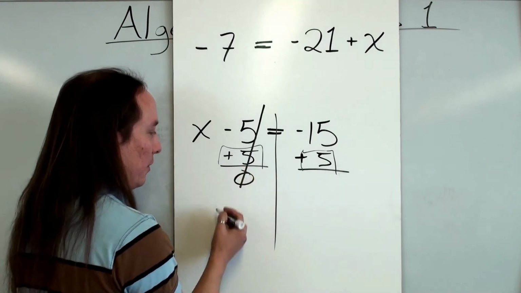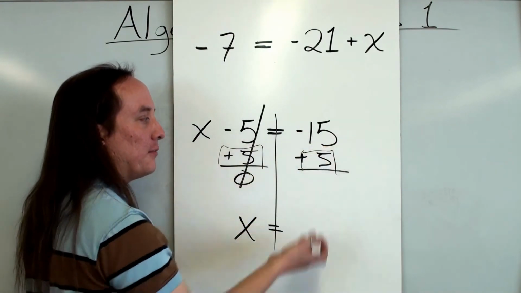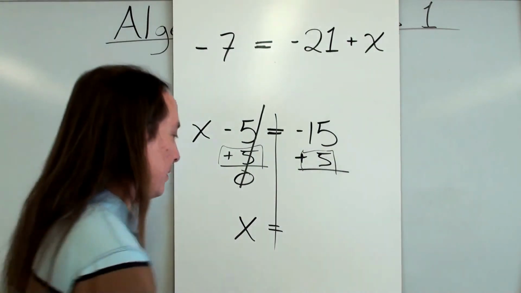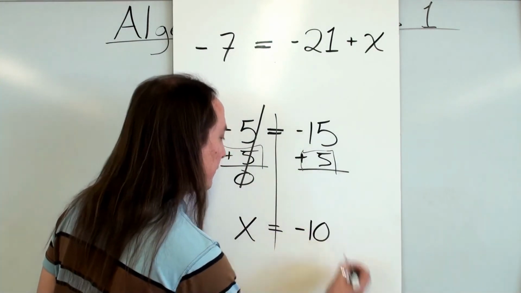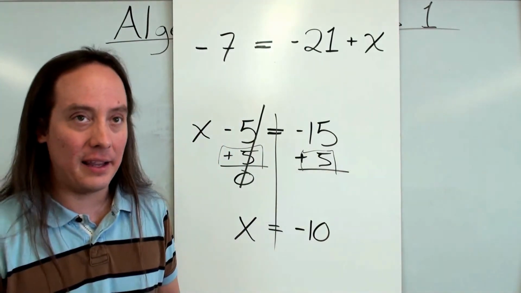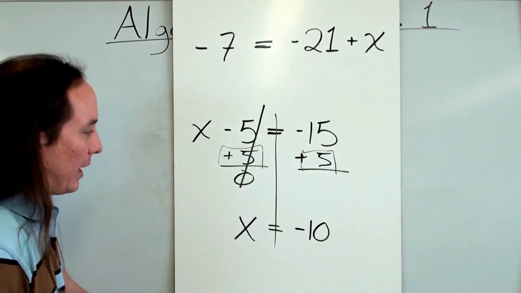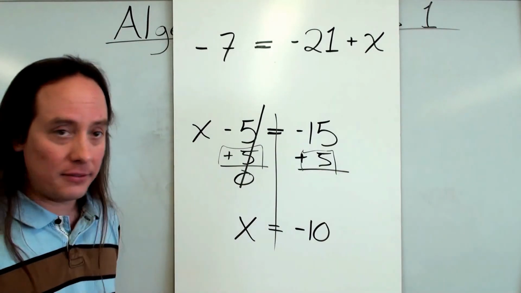Okay? And this one eliminates completely. It's gone, equals 0. I can bring down my x. And then negative 15 plus 5 is actually going to be negative 10. If that's confusing, go back to the video where I explain adding and subtracting positive and negative numbers. So you should have gotten negative 10. x is equal to negative 10, all right?